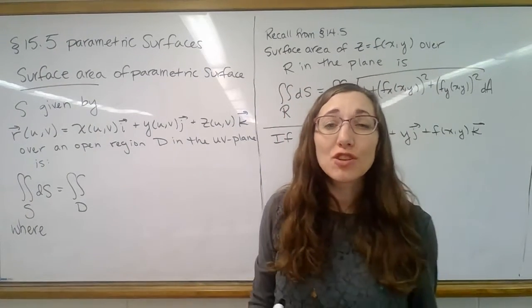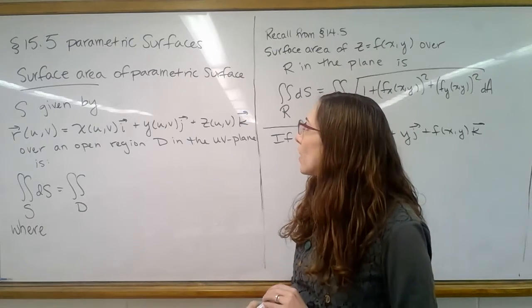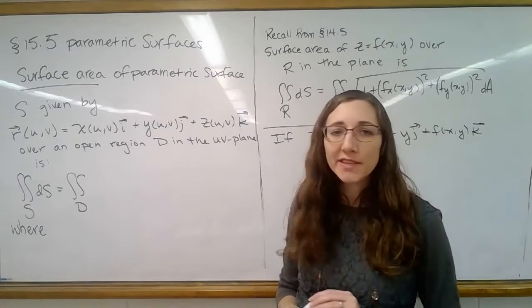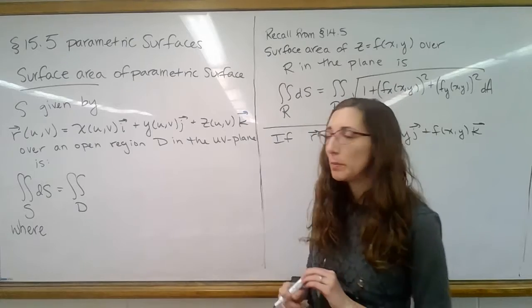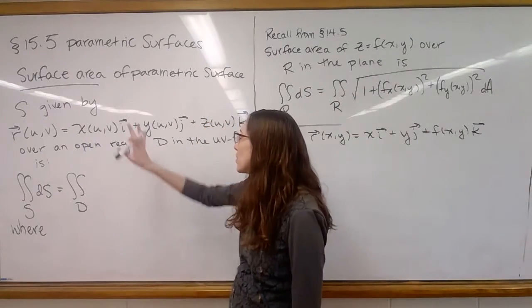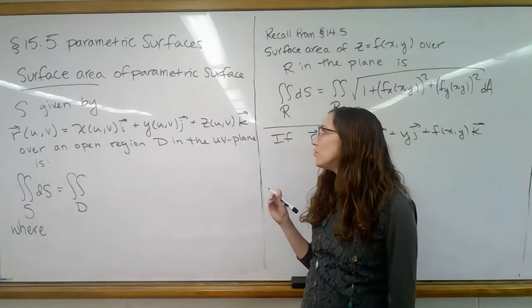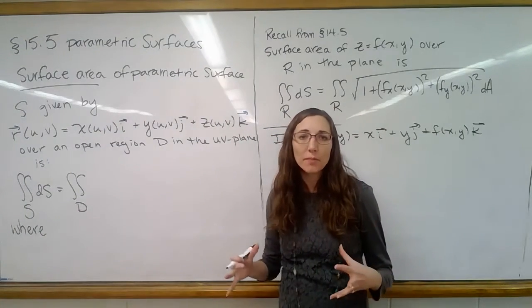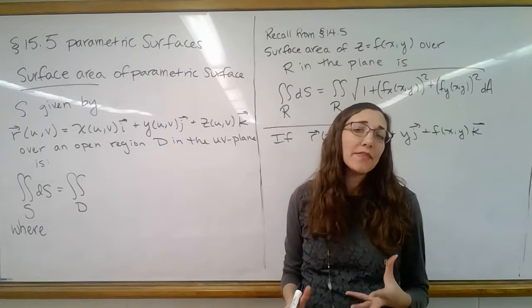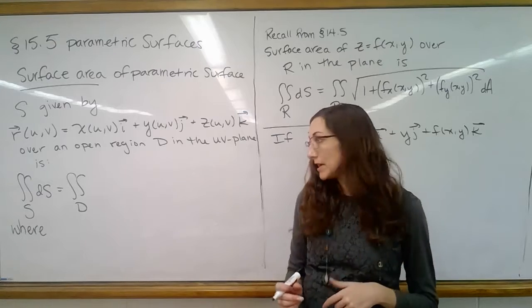Right, next is surface area of these parametric surfaces. So what we've got then is, let's say our surface is S and it's given by this R of uv, so given by a vector valued function, so components x of uv, y of uv, and z of uv, and that's defined over some open region D in the uv plane. So this would be what would give us our bounds on u and v.